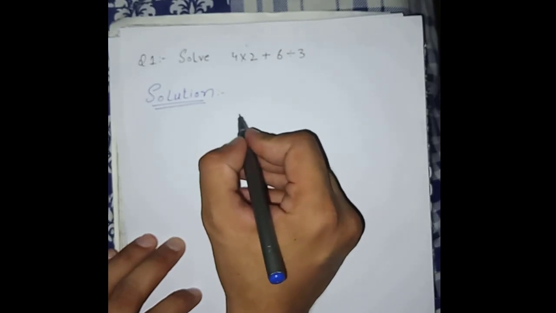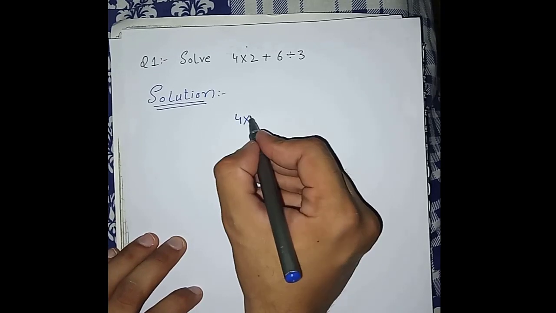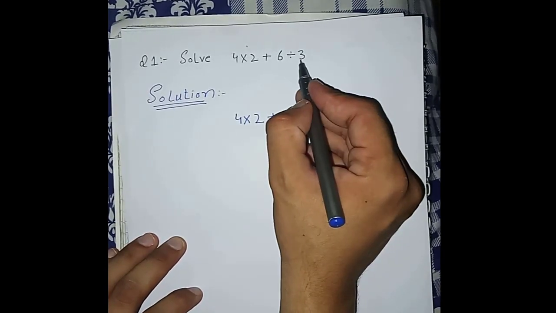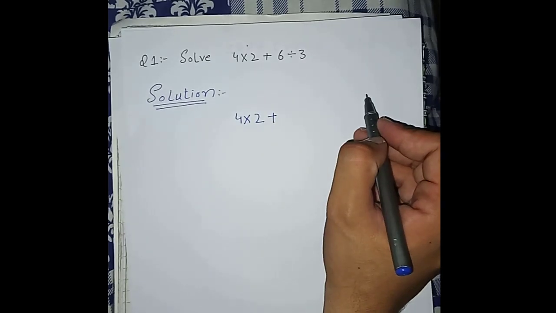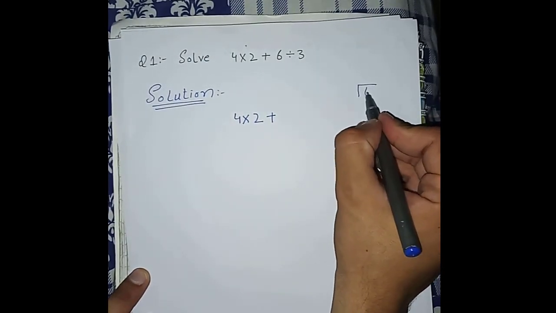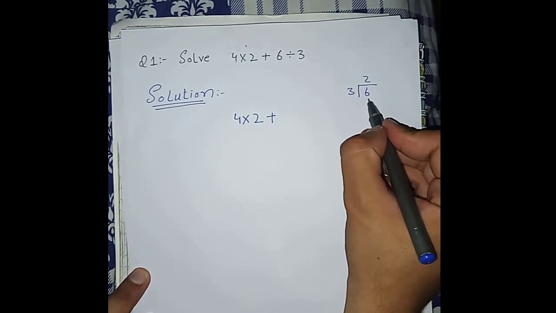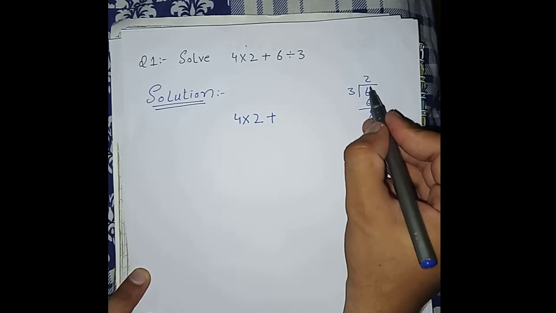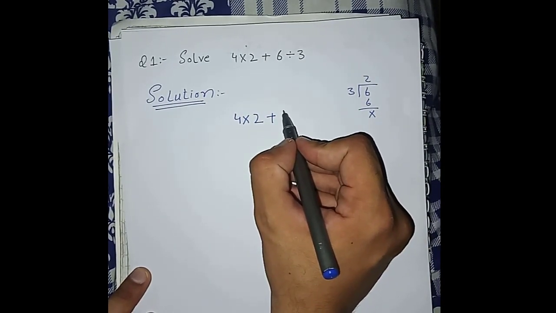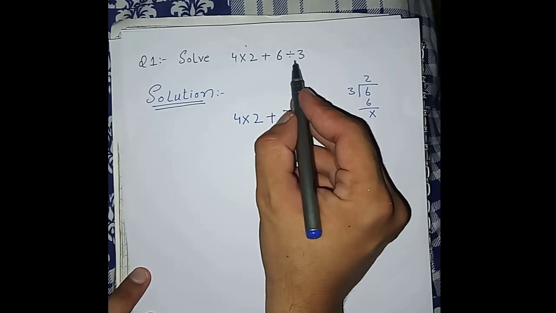So how will we do it? We will do 4 multiplied by 2 plus 6 divided by 3. 6 divided by 3, so how will we solve it? 3 2s are 6. So what will come here? 2 will come. So we have solved the division.